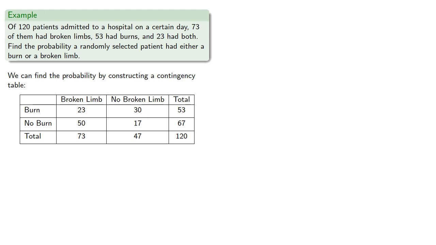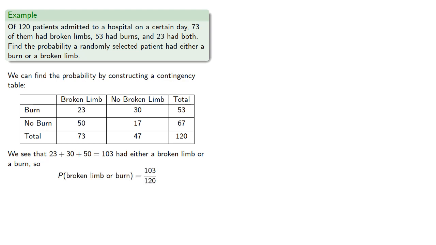And the patients who had either a burn or a broken limb are this set. And so we see that 23 plus 30 plus 50, 103, had either a broken limb or a burn, and so we can find our probability.